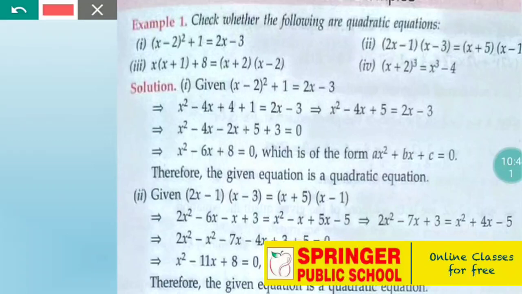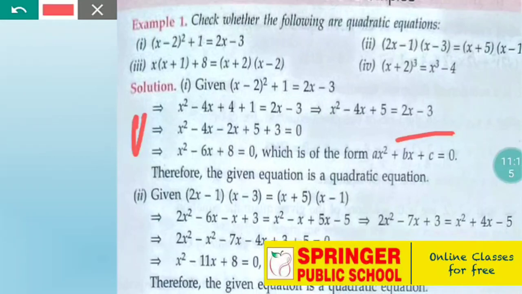As you can see students, the first question here is x minus 2 whole square plus 1 is equal to 2x minus 3. Now what we have to do is expand it. You have studied this in class 9. So x minus 2 whole square, if you expand it using a minus b whole square, becomes x square minus 4x plus 4 plus 1, is equal to 2x minus 3. Now we will transpose this 2x minus 3 to the left hand side. So it becomes x square minus 4x.